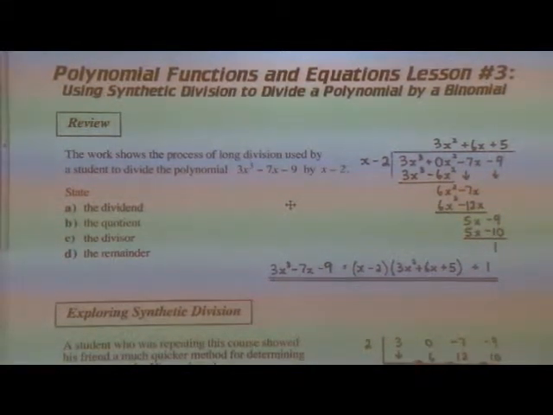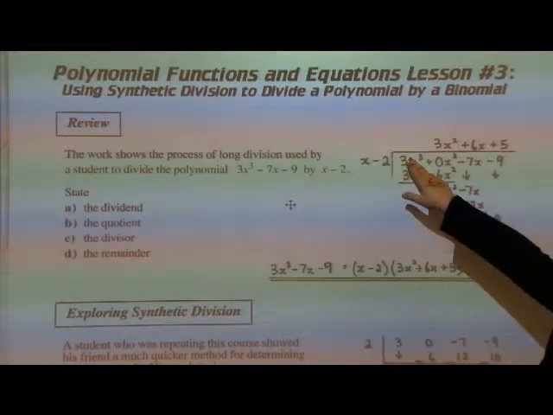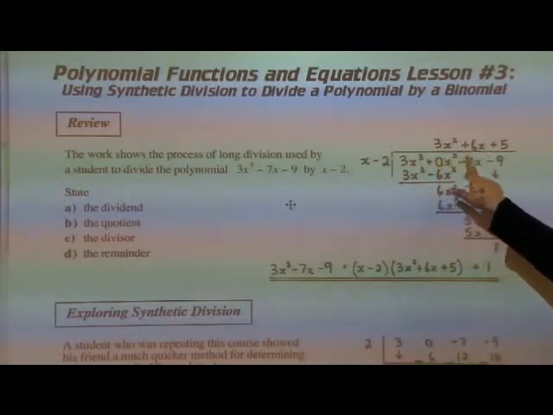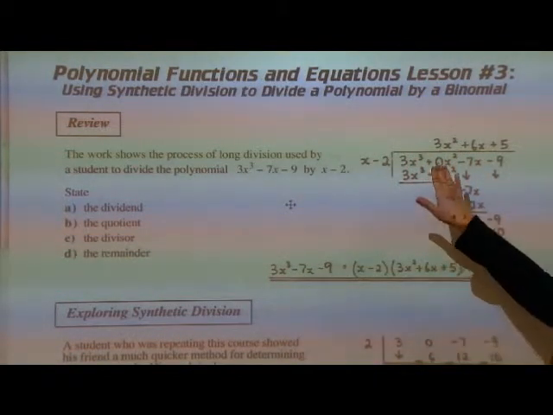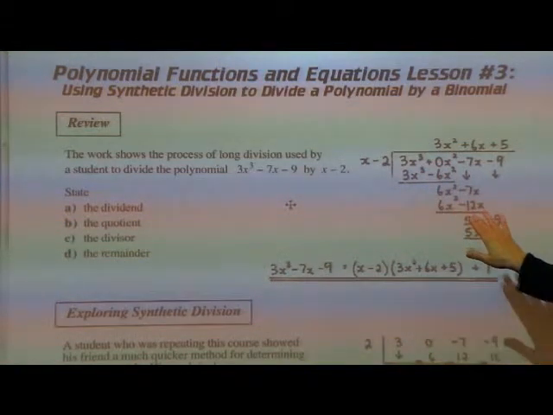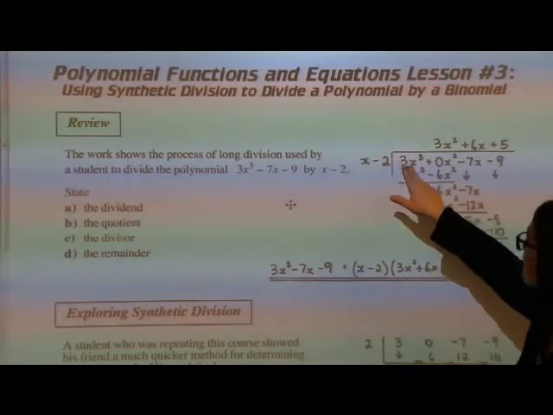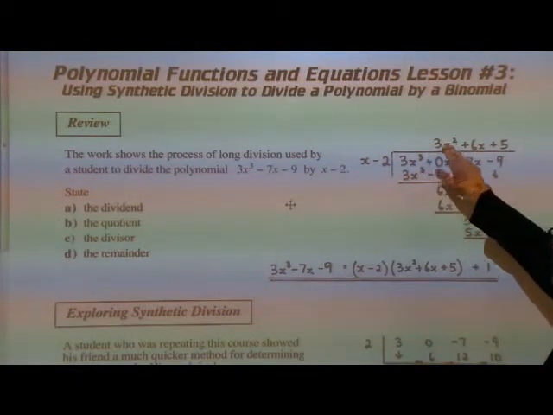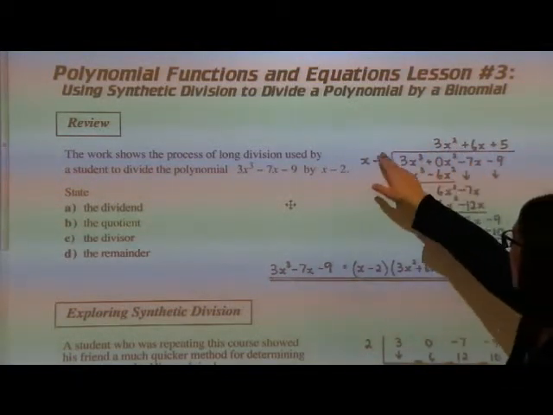In this lesson, they've got the division of a polynomial, 3x cubed minus 7x minus 9 by x minus 2, and they've got the work in here. So some of the things to remember: we make sure that we have each term represented. Because I didn't have an x squared, I have to put it in as a 0x squared. And then 3x cubed divided by x gives me 3x squared.